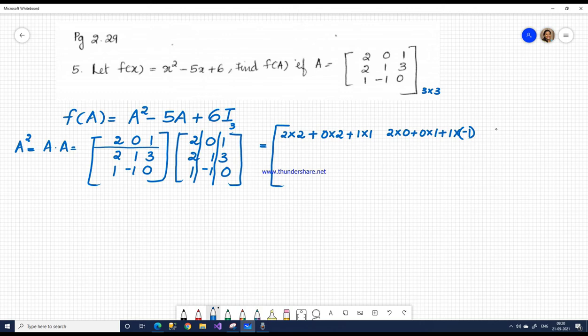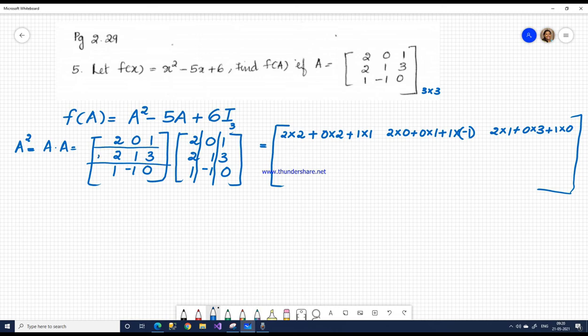Then 2 into 1 plus 0 into 3 plus 1 into 0. You are supposed to show all the steps which are required. If not, you won't get the marks for steps. So, make sure that you are writing all the steps.